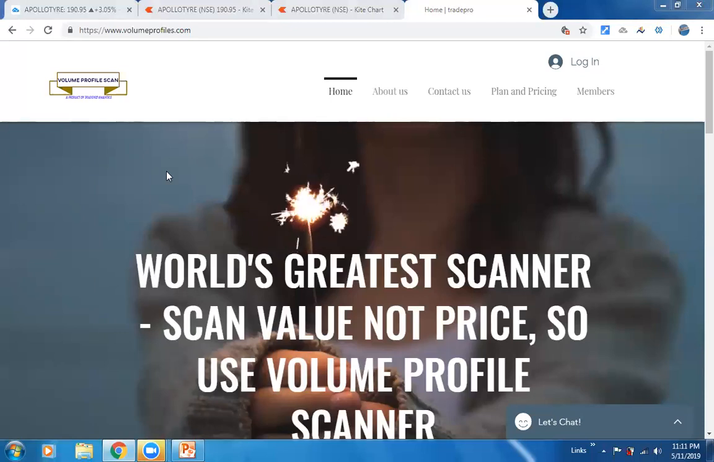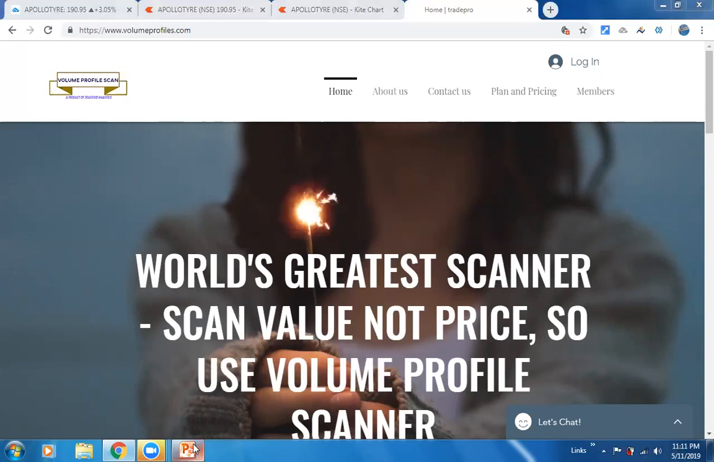So today I decided to clarify all of them. I'm not going to review any scan results from yesterday, Friday, which is 10th May 2019. Today I'm going to take one of the scan results, which is Apollo Tyres, and review how to take a trade when you get a scan result. As I mentioned, this is a value based scanner.